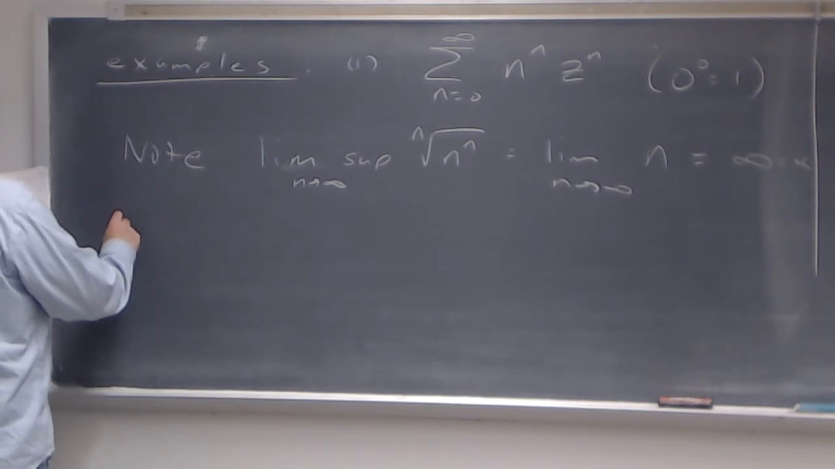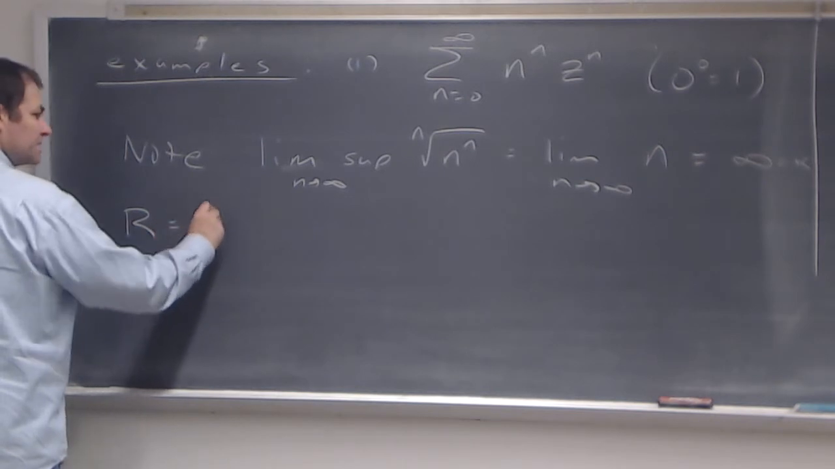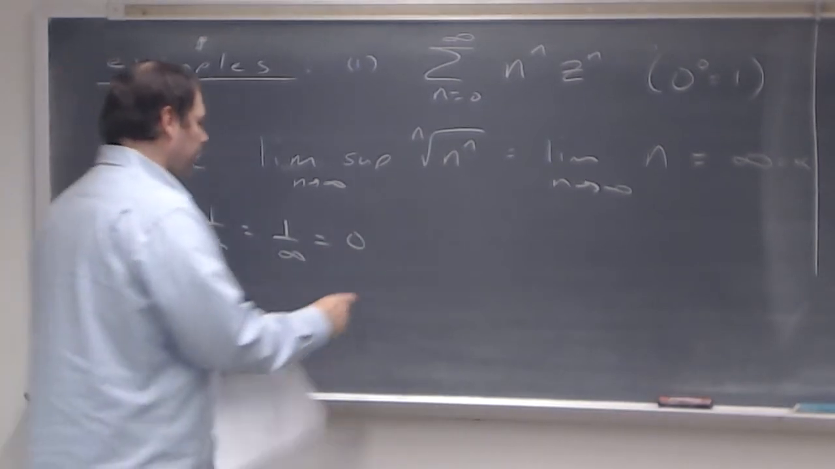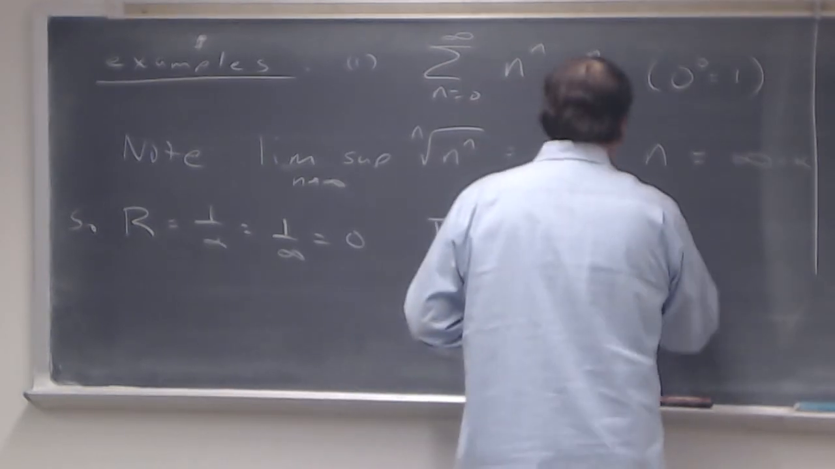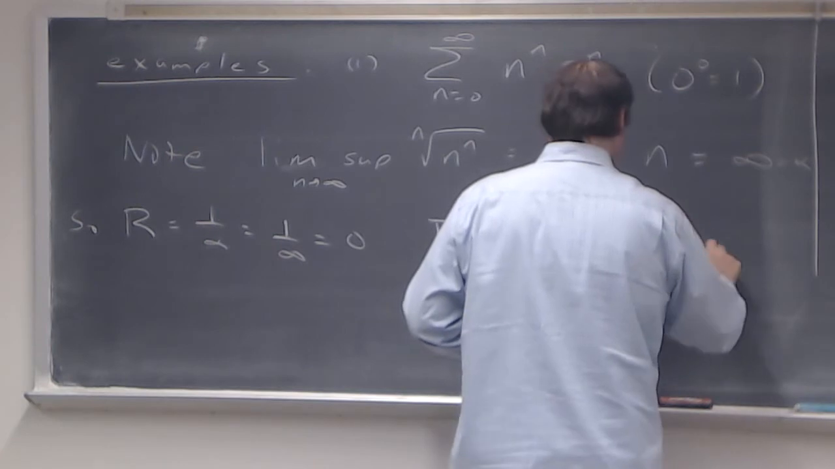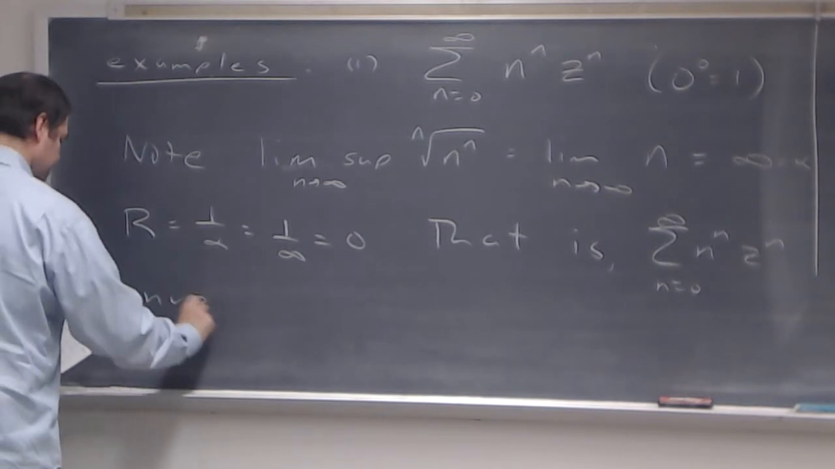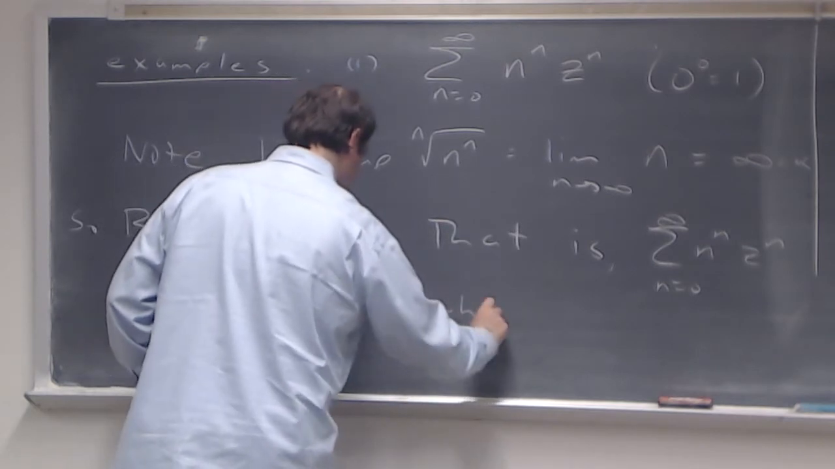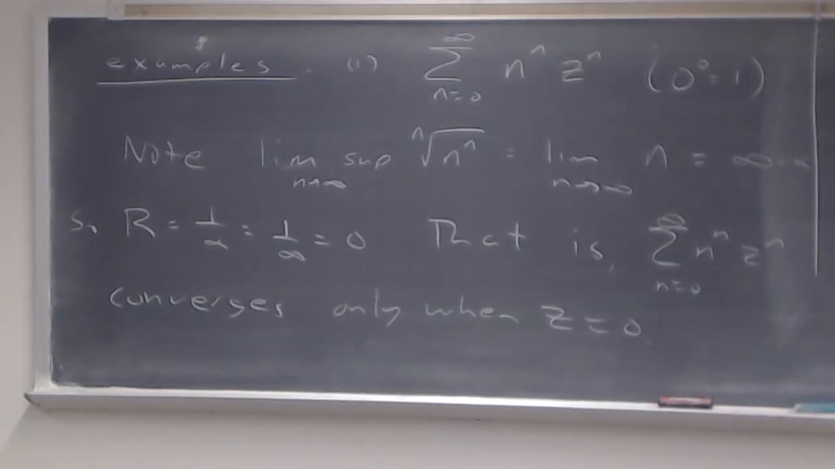And so the R, which represents the radius of convergence, is equal to 1 over alpha, which is 1 over infinity, which equals 0. And so what we're saying for this particular example, that is, this series, converges only when z is equal to 0. Okay, we're going to look at another example.